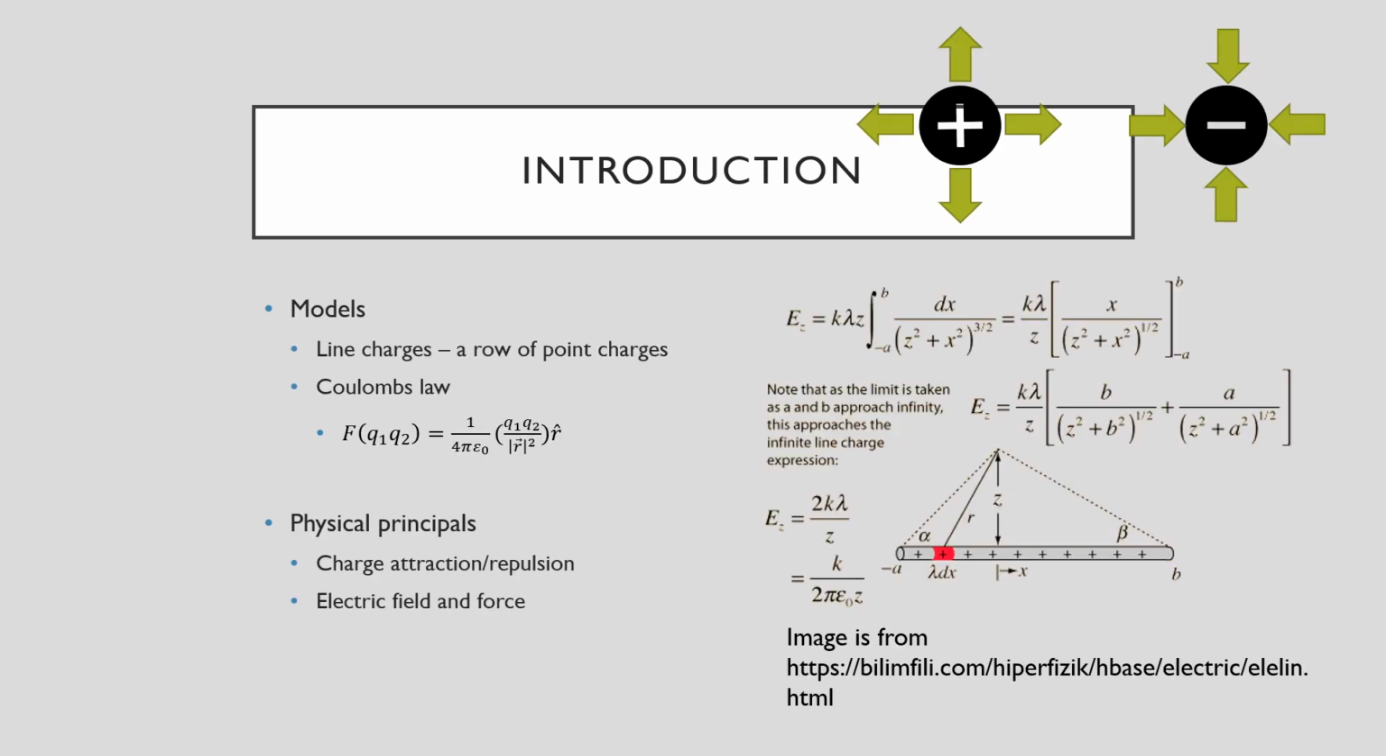This lab used the physical principles of charge attraction and repulsion, as well as electric field and force and gravity. It also used the models of line charges and Coulomb's law. For the purposes of this lab, line charges are rows of point charges that feature a uniform distribution of charges. Coulomb's law is a useful equation that allows us to find the electric force between two charges. Line charge models are shown in the lower picture, and the top picture shows the electric field point charges generate.